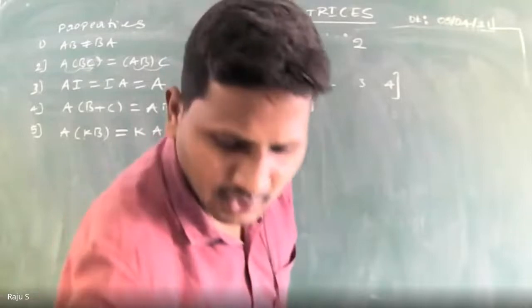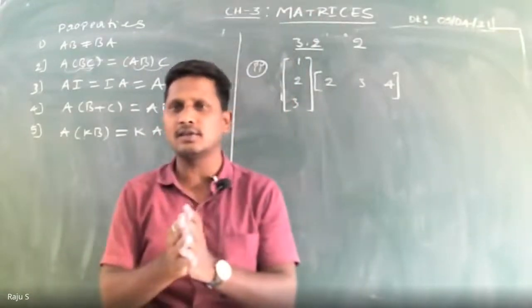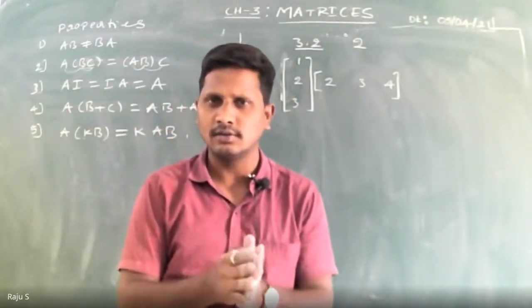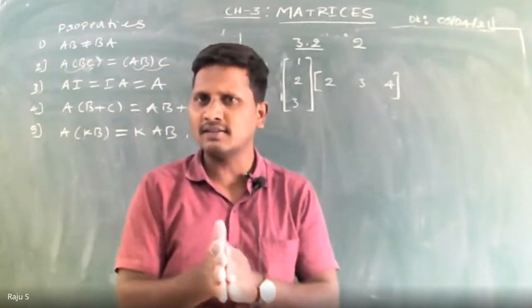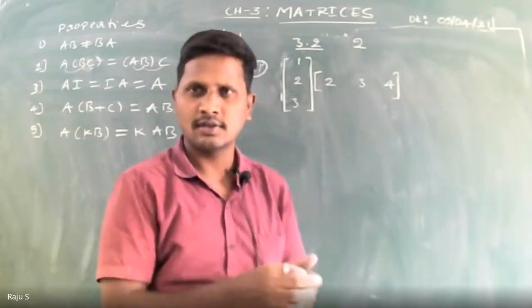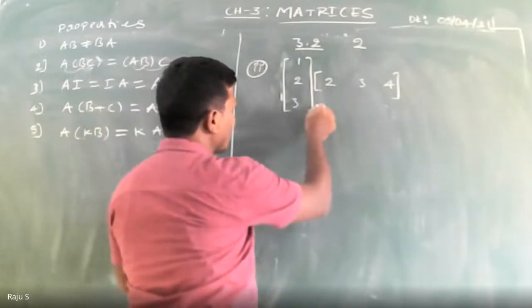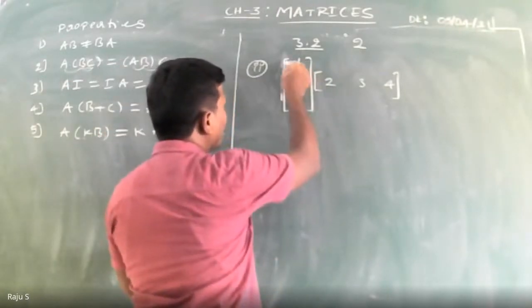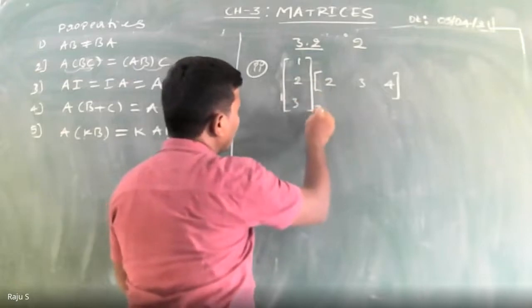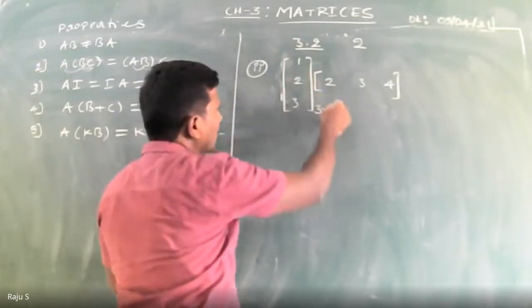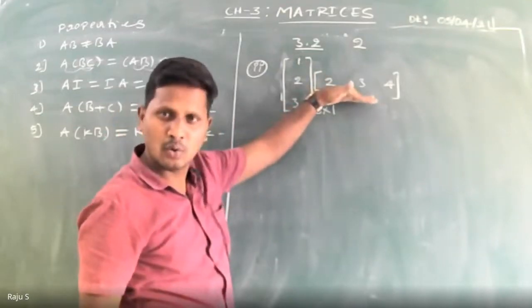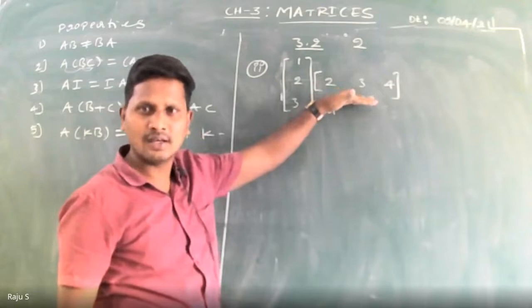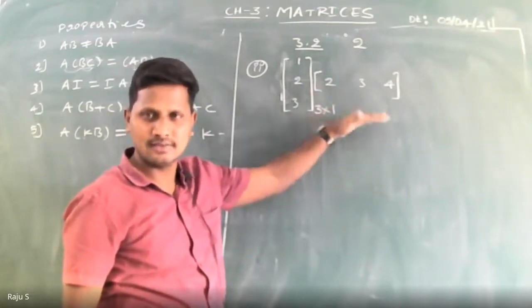Can anyone tell whether matrix multiplication is possible or not? Does the matrix multiplication exist? First you have to write the order. What is the order? How many rows are there? First row, second row, third row: 3 rows. And how many columns? 1 column. So they gave a column matrix and a row matrix. Now we have to check whether this multiplication exists or not.